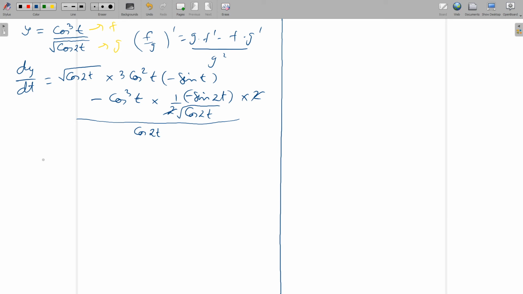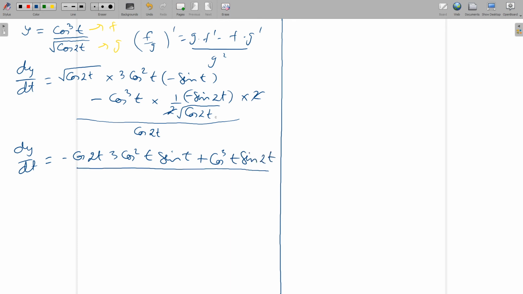Now we'll just take the LCM and we'll get dy by dt equal to, in the numerator, with the minus taken outside, 3 cos 2t cos square t sin t, and here minus minus will become plus, so plus cos cube t into sin 2t, the whole divided by cos 2t. The root of cos 2t comes in the denominator and already one cos 2t is here, so in total we get cos 2t raised to 3 by 2, because whenever the base is the same, the powers are added. Now this we can simplify further.